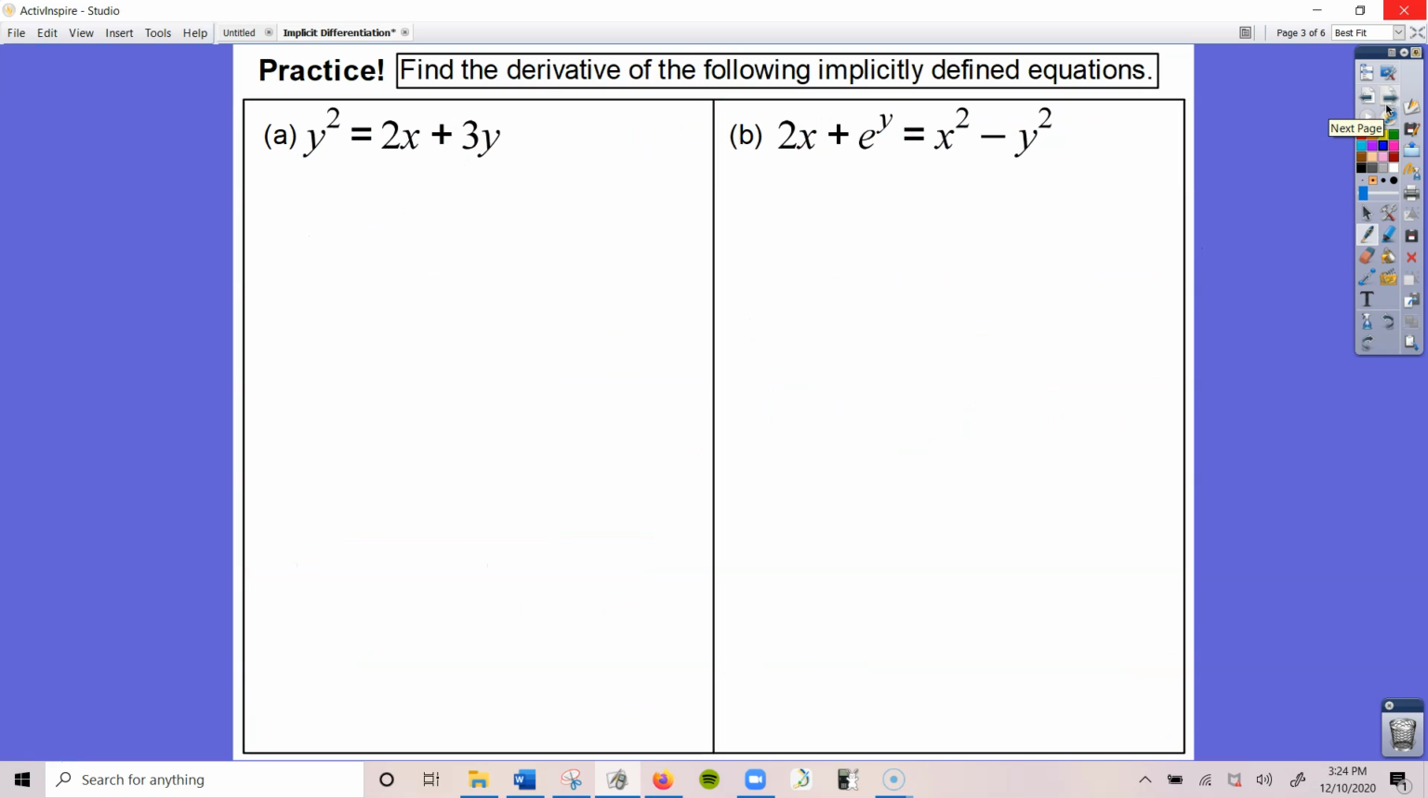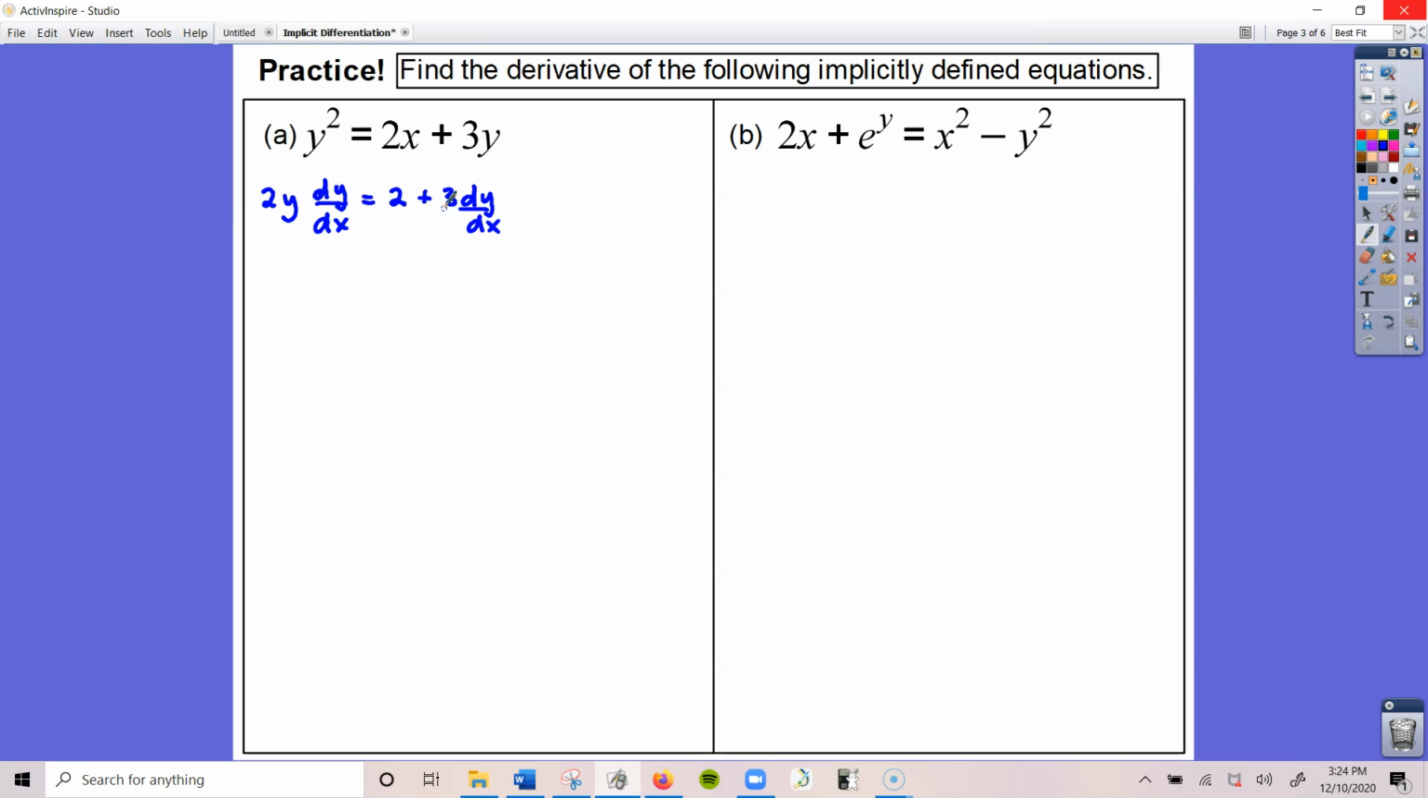Let's try this with a couple of other problems, and we're just going to now find the derivative. We have y squared is equal to 2x plus 3y. So remember, when we're finding the derivative, we find it like normal. So the derivative of y squared will be 2y, but then we always multiply by dy/dx, is equal to 2 plus the derivative of 3y, which is 3, and then we multiply dy/dx.